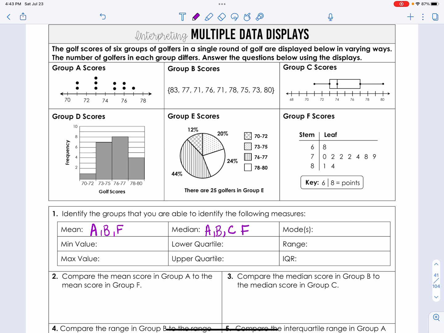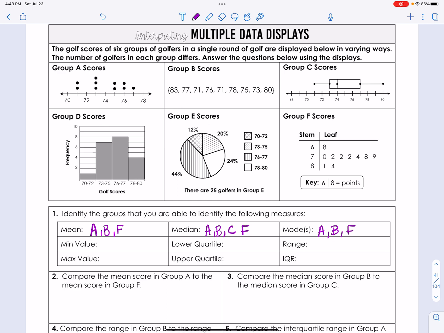Okay, what about the mode? The one that's the most. I can see the mode in A. I could figure it out in B. I have no idea on C. There's not individual stuff. I have no idea on D. I don't know if stuff repeats there. I have no idea on E, but I can see it in F. It's 72, right? That 2 repeats.